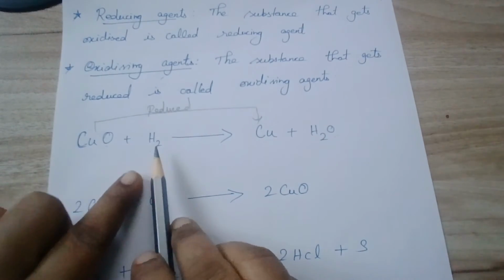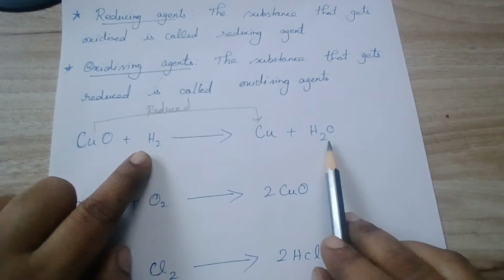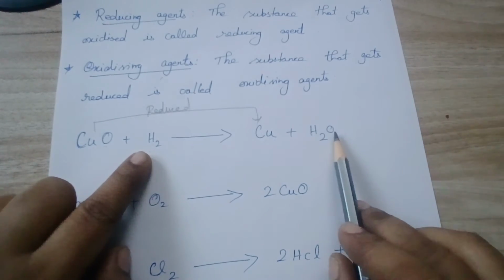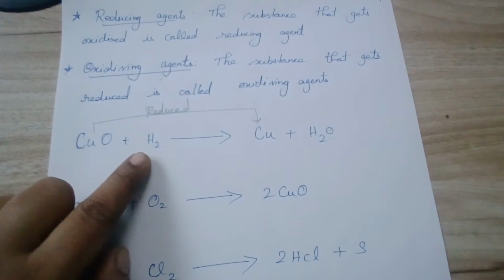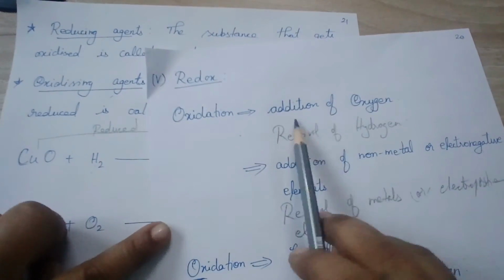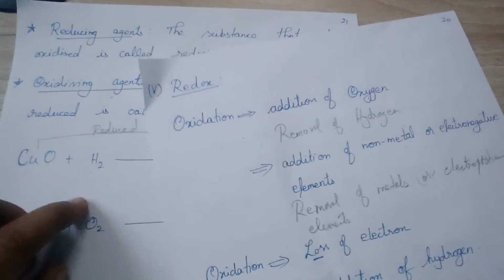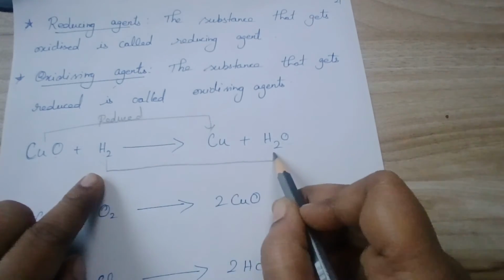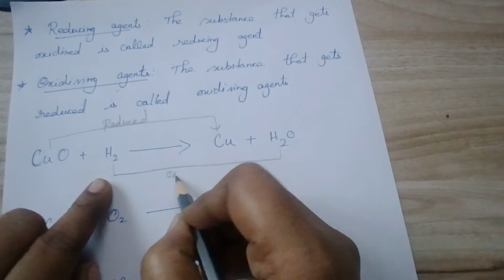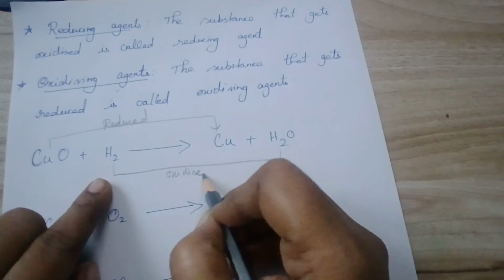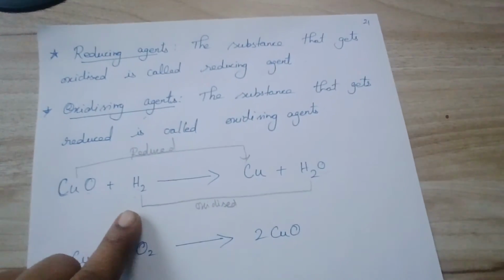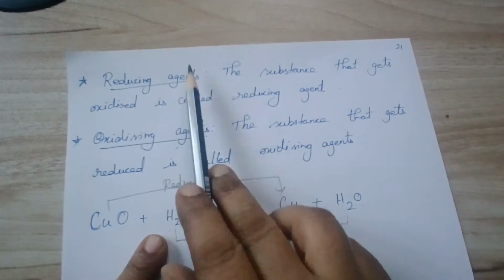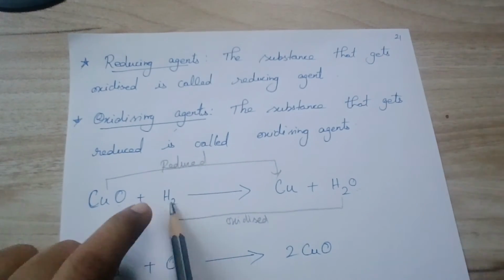Here the hydrogen becomes a water molecule, so addition of oxygen takes place. Addition of oxygen means oxidation. That means the hydrogen is oxidized to water. Now I will explain what a reducing agent and an oxidizing agent are.